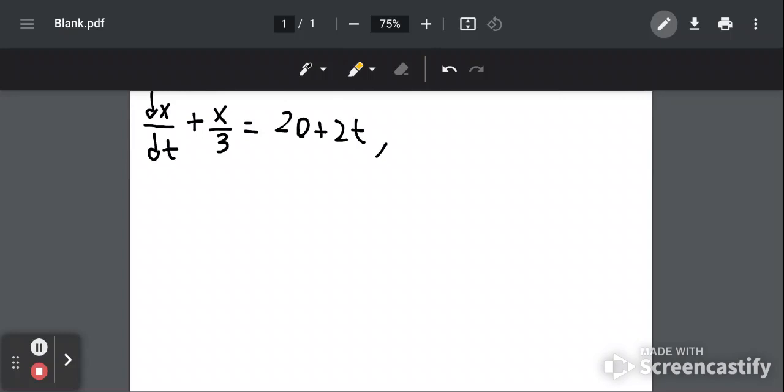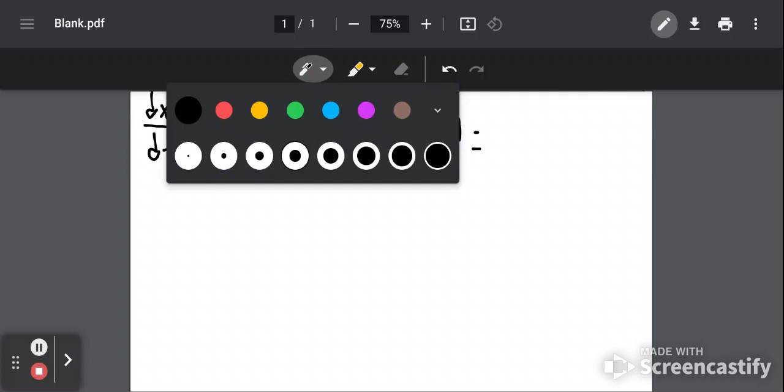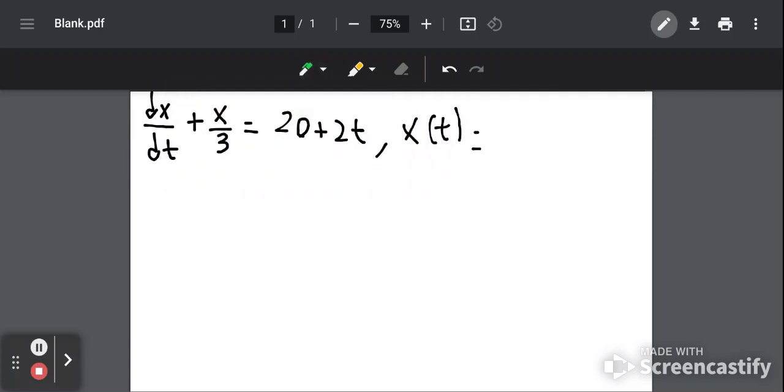For solving a linear non-homogeneous differential equation, there are basically two tricks. The solution, which I'm going to call x of t, is going to be made up of two parts. One part is the particular solution, which I'm going to call x sub p. The next part is the homogeneous case, x sub h. So let's go to the easier part, which is the homogeneous case.